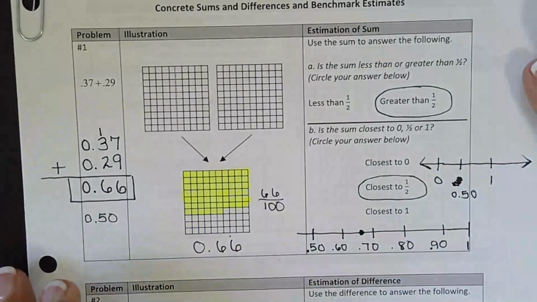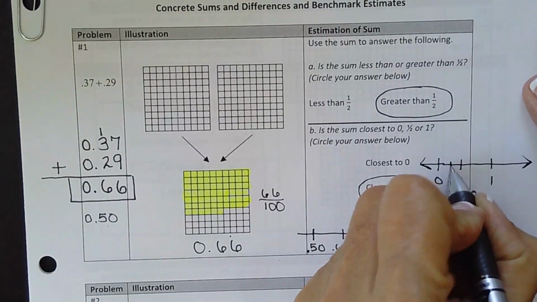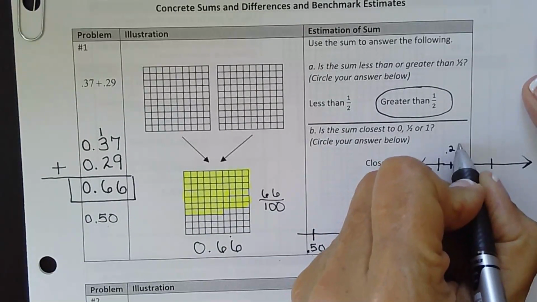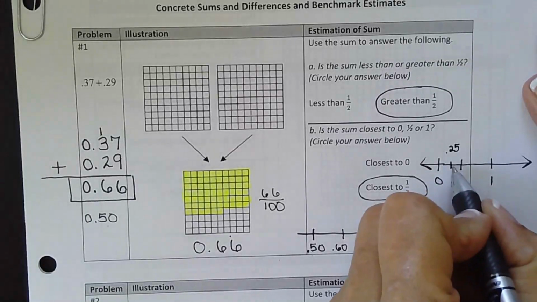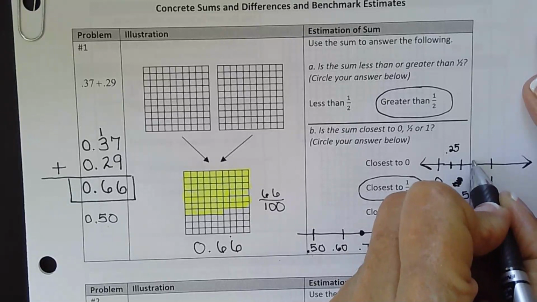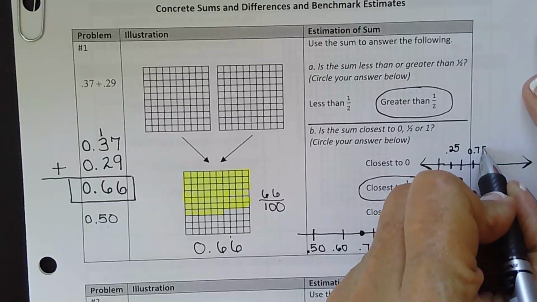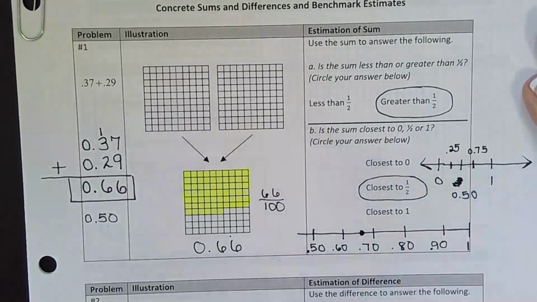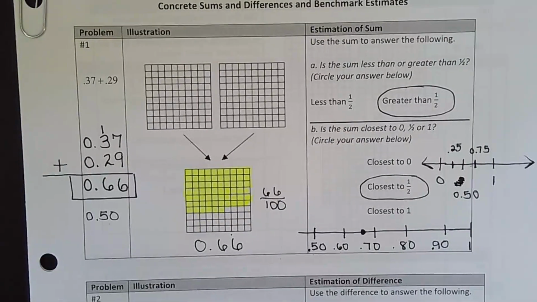So here's 0.25 just as a reference. If it's less than 0.25, then it's closest to 0. If it's between 0.25 and 50, it's closest to a half. If it's between 50 and 0.75, it's closest to a half. If it's greater than 0.75, then it'll be closest to 1. So that kind of gives us a thing to look at to answer these next questions.